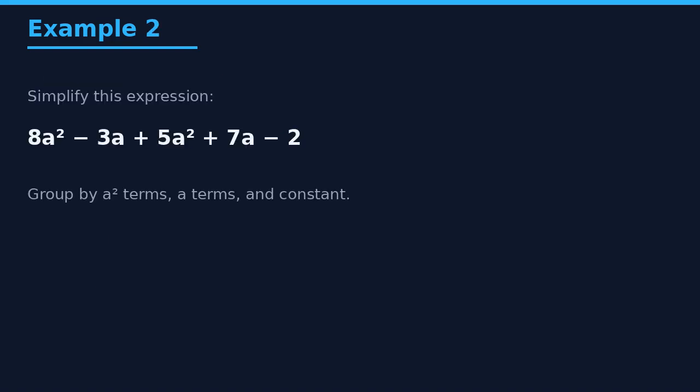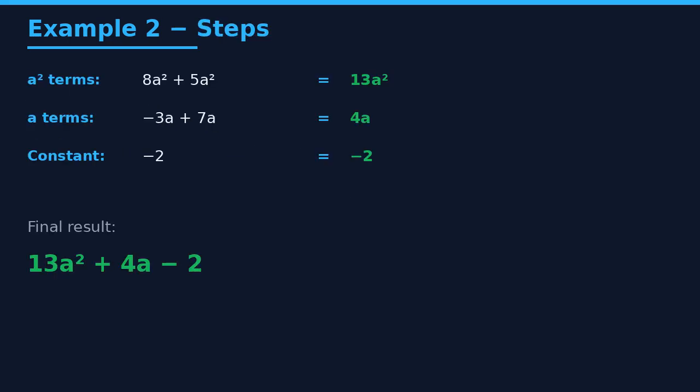Example 2. Simplify 8a squared minus 3a plus 5a squared plus 7a minus 2. Group them. A squared terms, 8a squared plus 5a squared equals 13a squared. A terms, negative 3a plus 7a equals 4a. Constant, minus 2. Final result, 13a squared plus 4a minus 2.